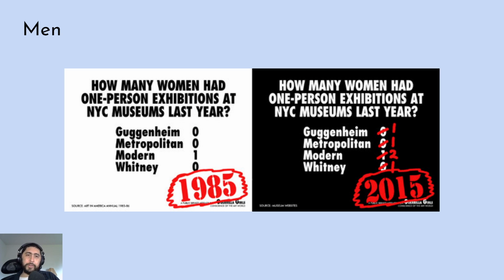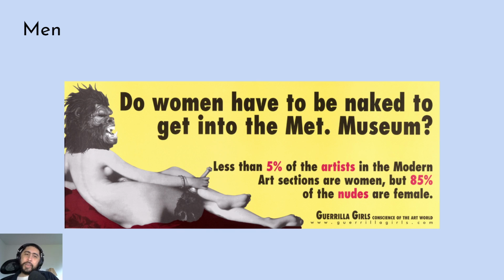Next one, same thing, Guerrilla Girls. Compares 1985 to 2015. How many women had one-person exhibitions at New York City museums last year. So this shows the inequality between men and women, and this is including trans women, of course, cis and trans women, and gender nonconforming and non-binary people as well. Basically anything but cis males, right?